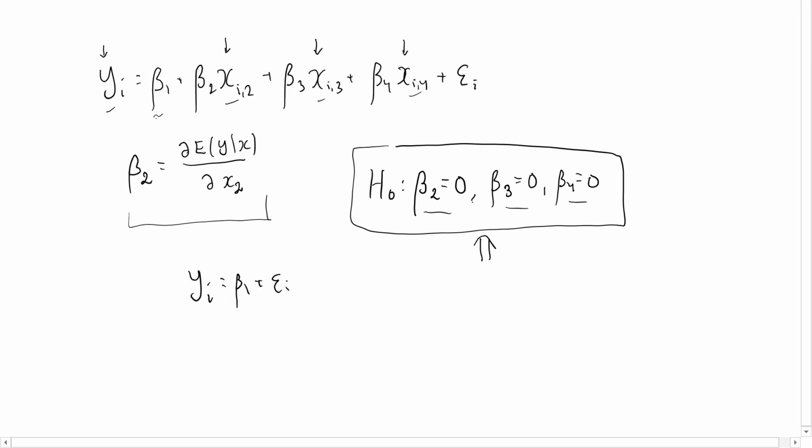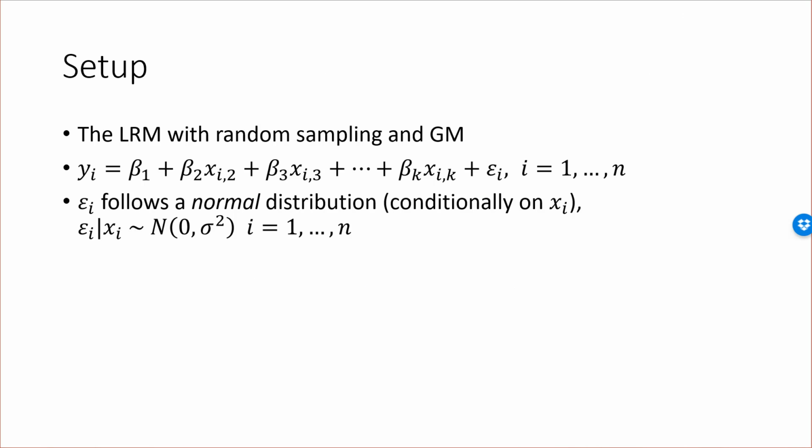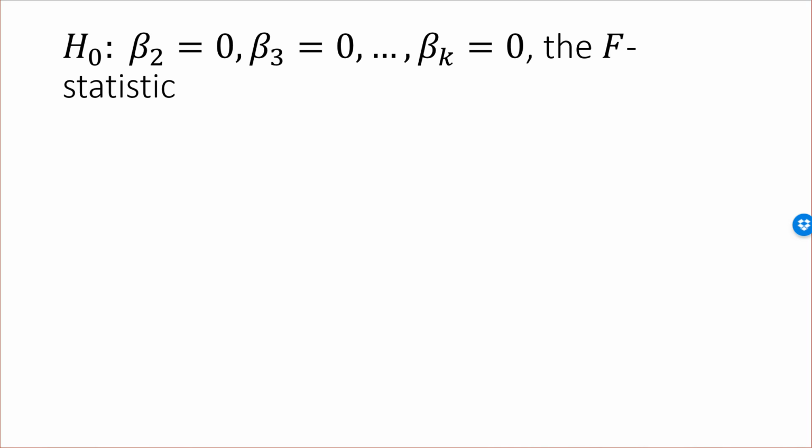So let's look at how we can test this hypothesis. So in general, we have the following setup. I want to test if beta 2 is 0, beta 3 is 0, and so on, all the way to beta k is 0. I'm not including the intercept. I am allowing the intercept to be non-zero because I'm really interested in figuring out if the explanatory variables have an effect. So this is a hypothesis with more than one restriction.